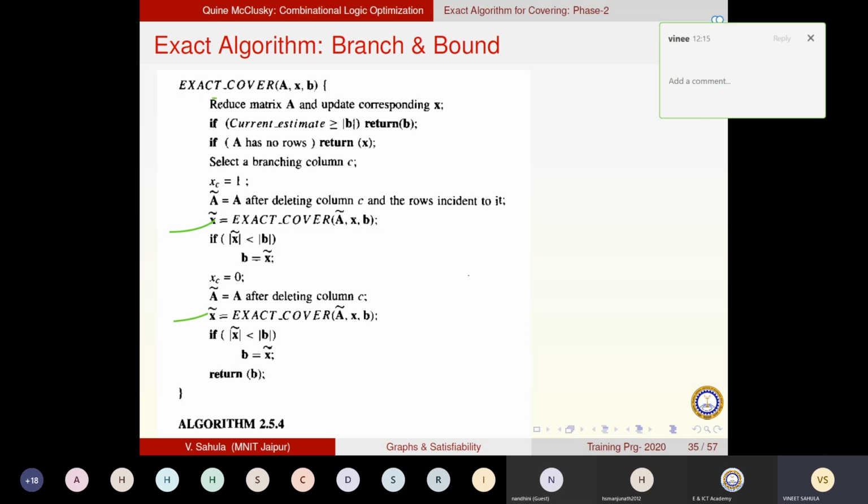So the algorithm name is exact cover. A matrix is given and a column is chosen. Which column? And B is a solution till now. So I start with a given matrix A. I reduce the matrix by finding essential columns and removing them. My A becomes smaller. If I have any essential columns chosen here, I will update my X. X is my decision.